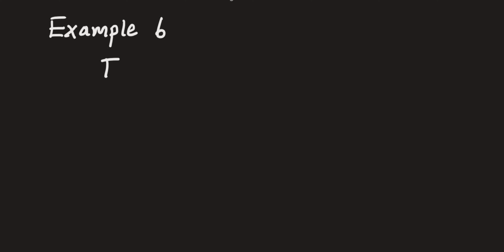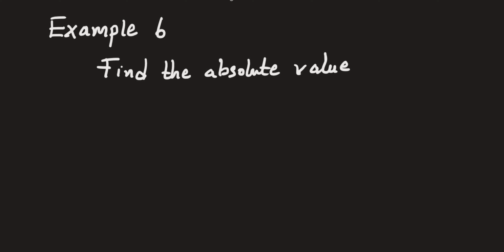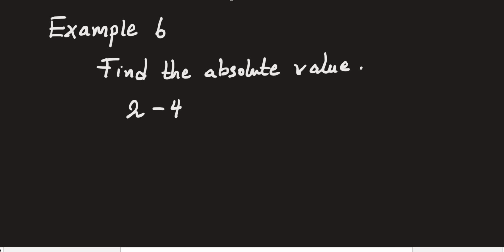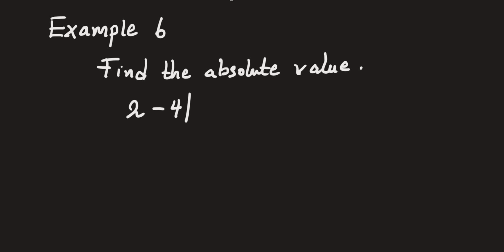Find the absolute value. 2 minus 4 times the absolute value of 2x plus 3 is equal to negative 18.